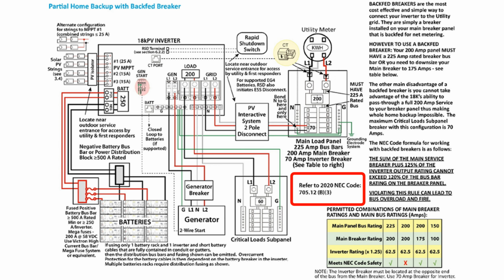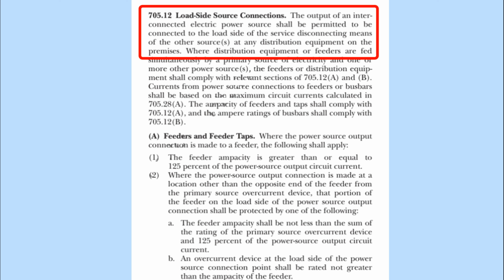The problem is that's the wrong code reference. I think the code reference they're looking for is 2026 705.12(B)(2). Let's look at 705.12. 705.12 Load side source connections. The output of an interconnected electric power source shall be permitted to be connected to the load side of the service disconnecting means of the other sources at any distribution equipment on the premises.